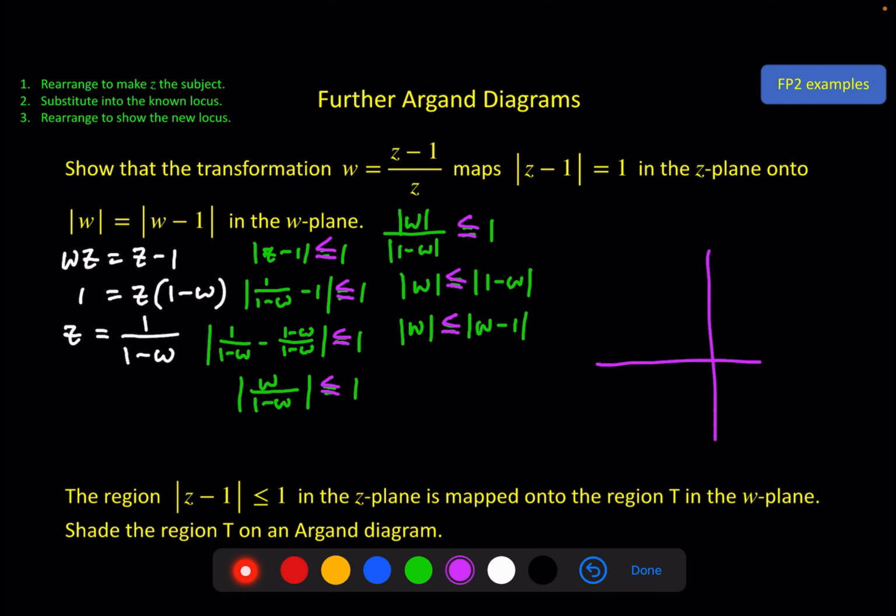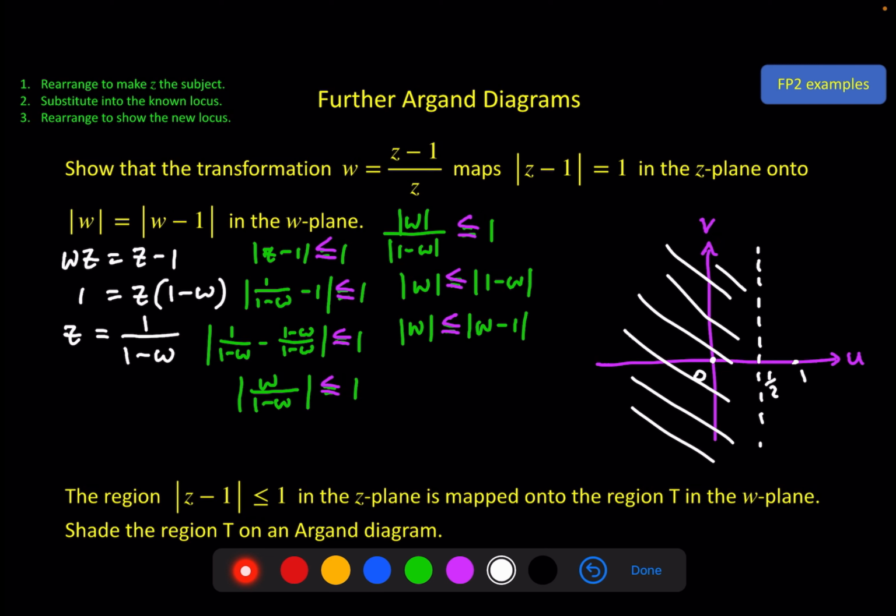If I sketch this on an Argand diagram, remember we're now in the w-plane, so this is not x and y, but u and v. So it's here, and let's say here. The perpendicular bisector must be a vertical line going through half, and the side that is closer to the 0 point is this half here. So this region is T.